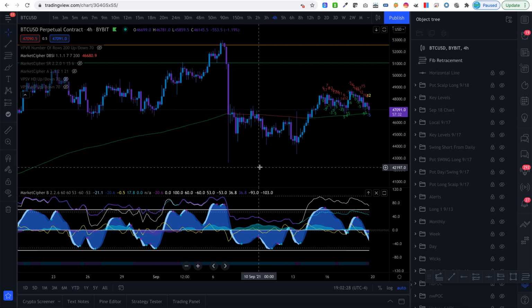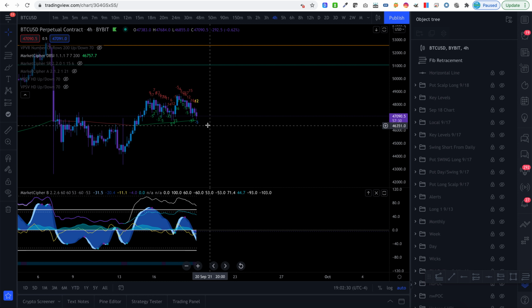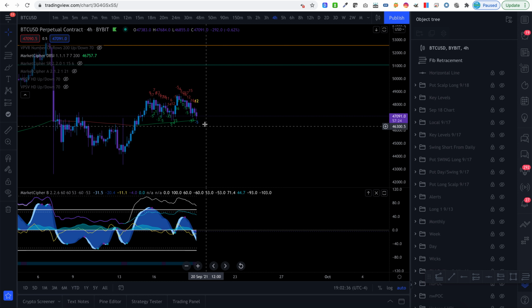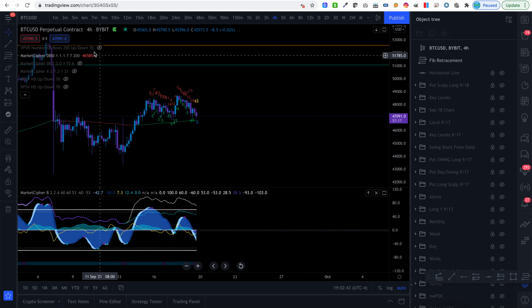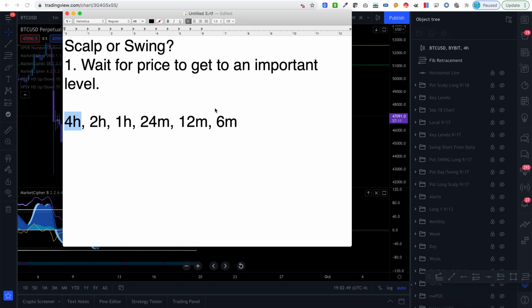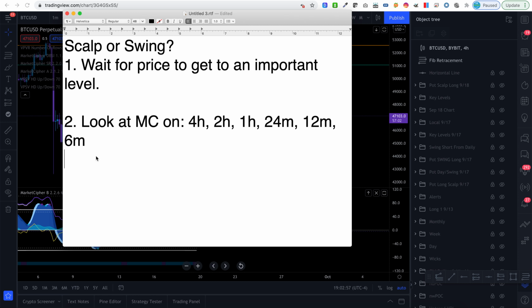Like, for example, right now, I can see on Market Cipher DBSI that this 4-hour candle is more likely to be a bearish candle than it is to be a bullish candle, because it has 12 bear strength and -5 bull strength, right? And so once price gets to your level, that's when you're going to look for your confirmations. Okay, so step 1, wait for price to come to your level. Step 2, look at Market Cipher on these following time frames.